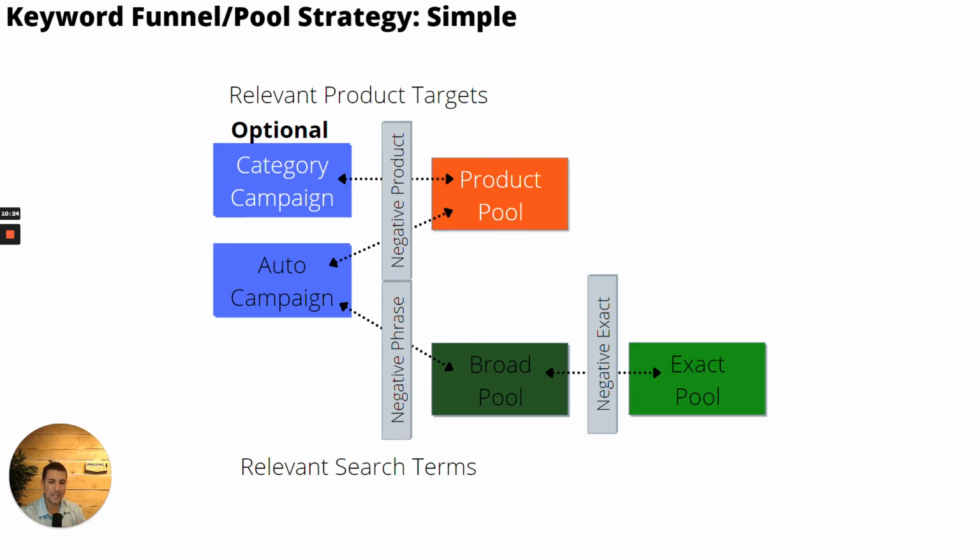And then I negative exact that exact term that I move over to the exact pool. I negative exact it in the broad pool, because I want the broad pool to continue to test out the variation. I want them to continue to test out the long tail keywords and everything there so that it's as good of a funnel as it can possibly be.